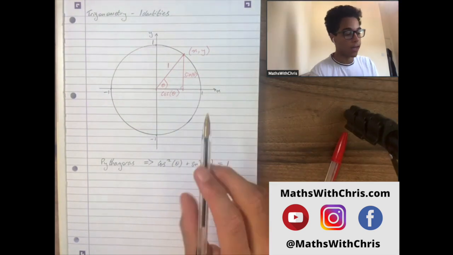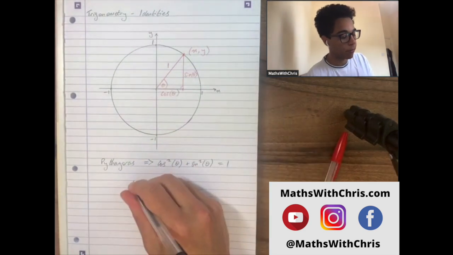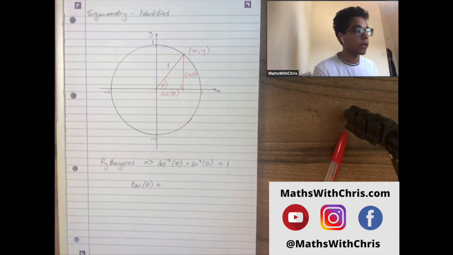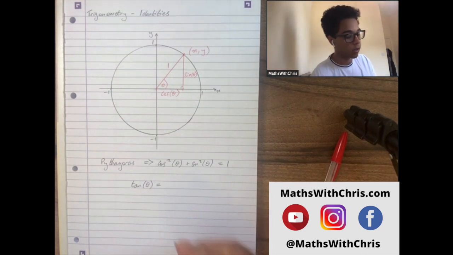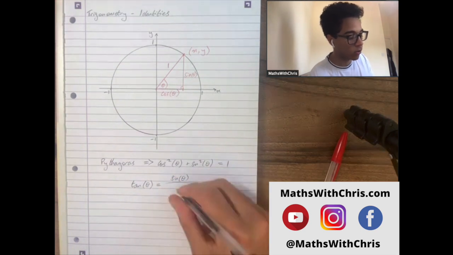And another one we can say is that we've got this angle theta here. Can we work out tan of theta? Well, yeah, tan of theta is opposite over adjacent. So that's opposite is sine theta, and the adjacent is cos theta.